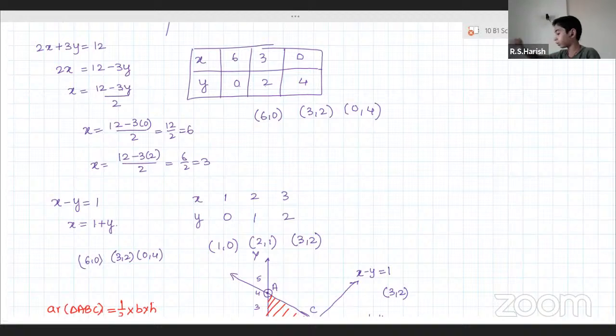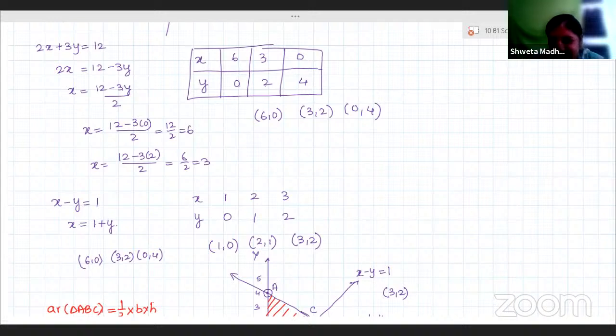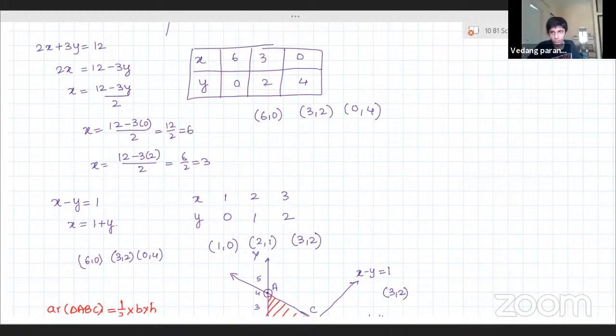Shall we solve first and second? Yes, everything you have to solve, all the questions. Not now. Afterwards, you can solve. It is already 4 o'clock.